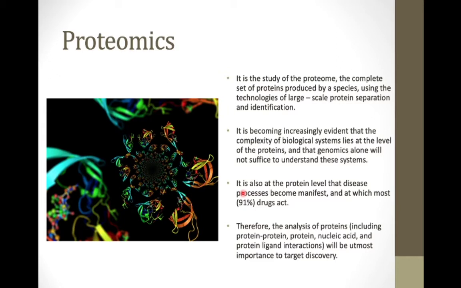It's now becoming increasingly evident that the complexity of a biological system lies at the level of the proteins, and that genomics alone will not suffice to understand these systems. It is also at the protein level that disease processes become manifest, and at which most drugs act. Therefore, the analysis of proteins, including protein-protein interactions, protein-nucleic acid and protein-ligand interactions, is the most important in target discovery.